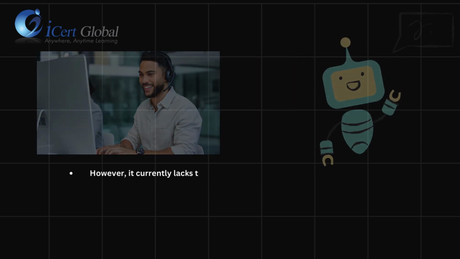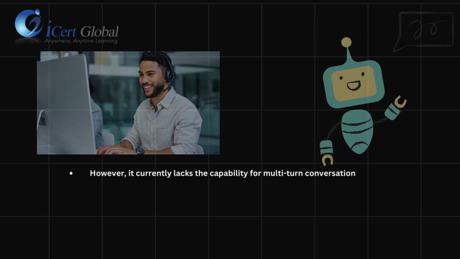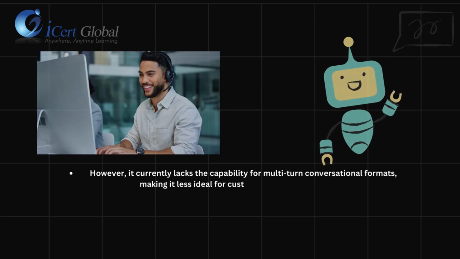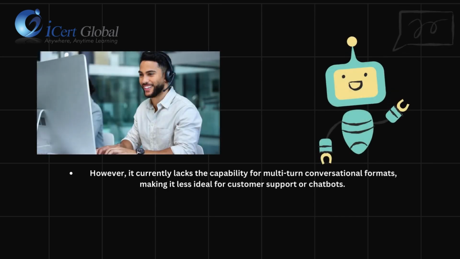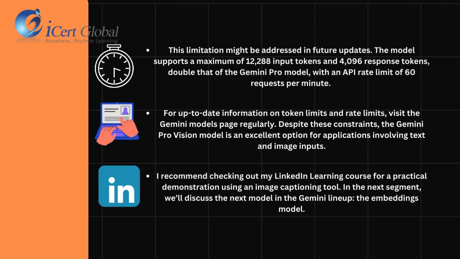However, it currently lacks the capability for multi-turn conversational formats, making it less ideal for customer support or chatbots. This limitation might be addressed in future updates. The model supports a maximum of 12,288 input tokens and 4,096 response tokens, double that of the Gemini Pro model, with an API rate limit of 60 requests per minute. For up-to-date information on token limits and rate limits, visit the Gemini models page regularly.